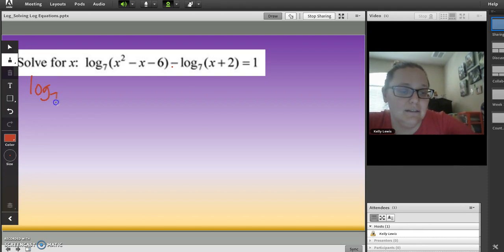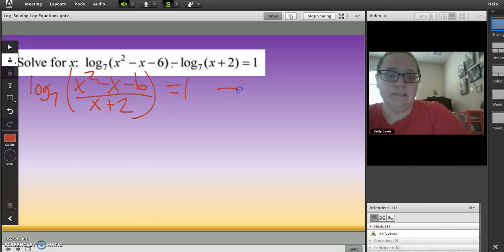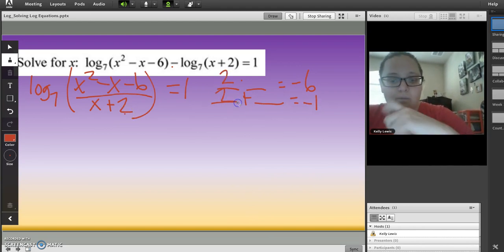All right, here, subtraction means division. So we're going to do log base 7 of x squared minus x minus 6 over x plus 2 equals 1. First I need to simplify that guy, so I need to factor. See if I can factor x squared minus x minus 6. Multiplies give me negative 6, adds give me negative 1. And we're going to pray that one of them is that plus 2. So let's do 2 times something.